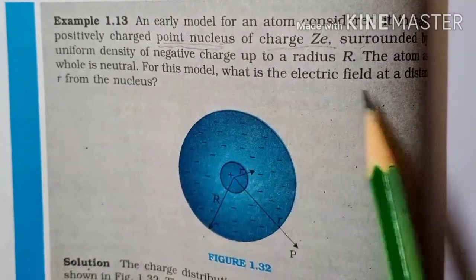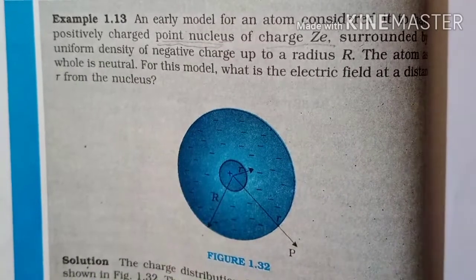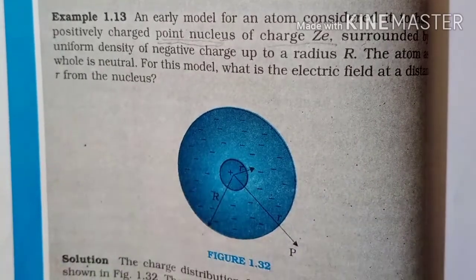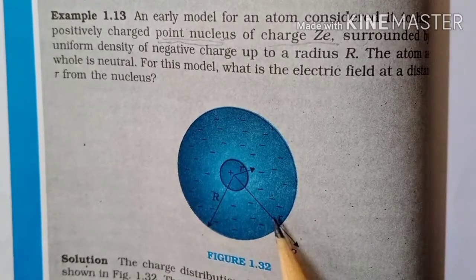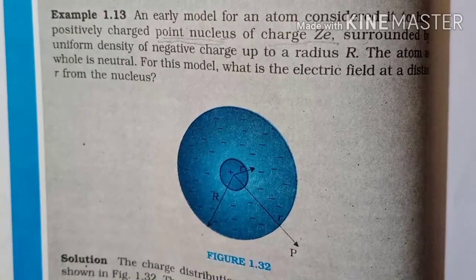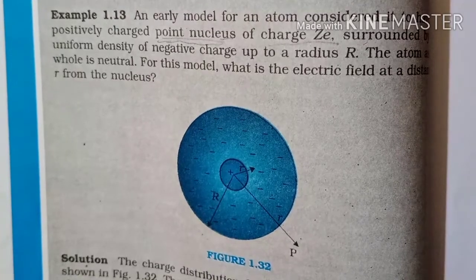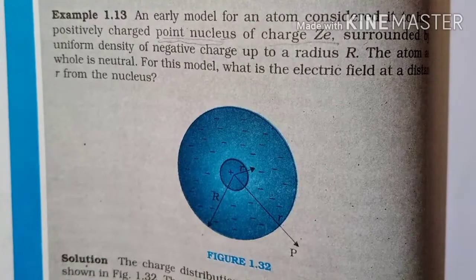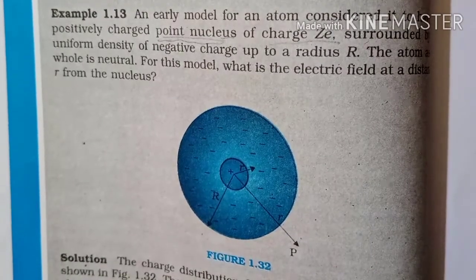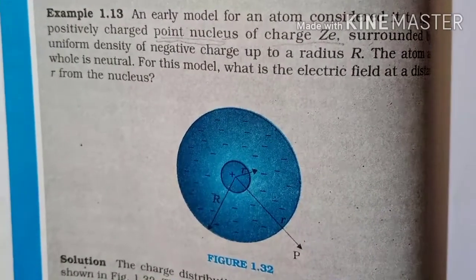For this model, what is the electric field at a distance r from the nucleus? This r can be anything. It means we have to consider two points: electric field inside the atom and electric field outside the atom. Both we have to find, because they have not mentioned where to find the electric field. So we will find the electric field inside the atom and outside the atom.